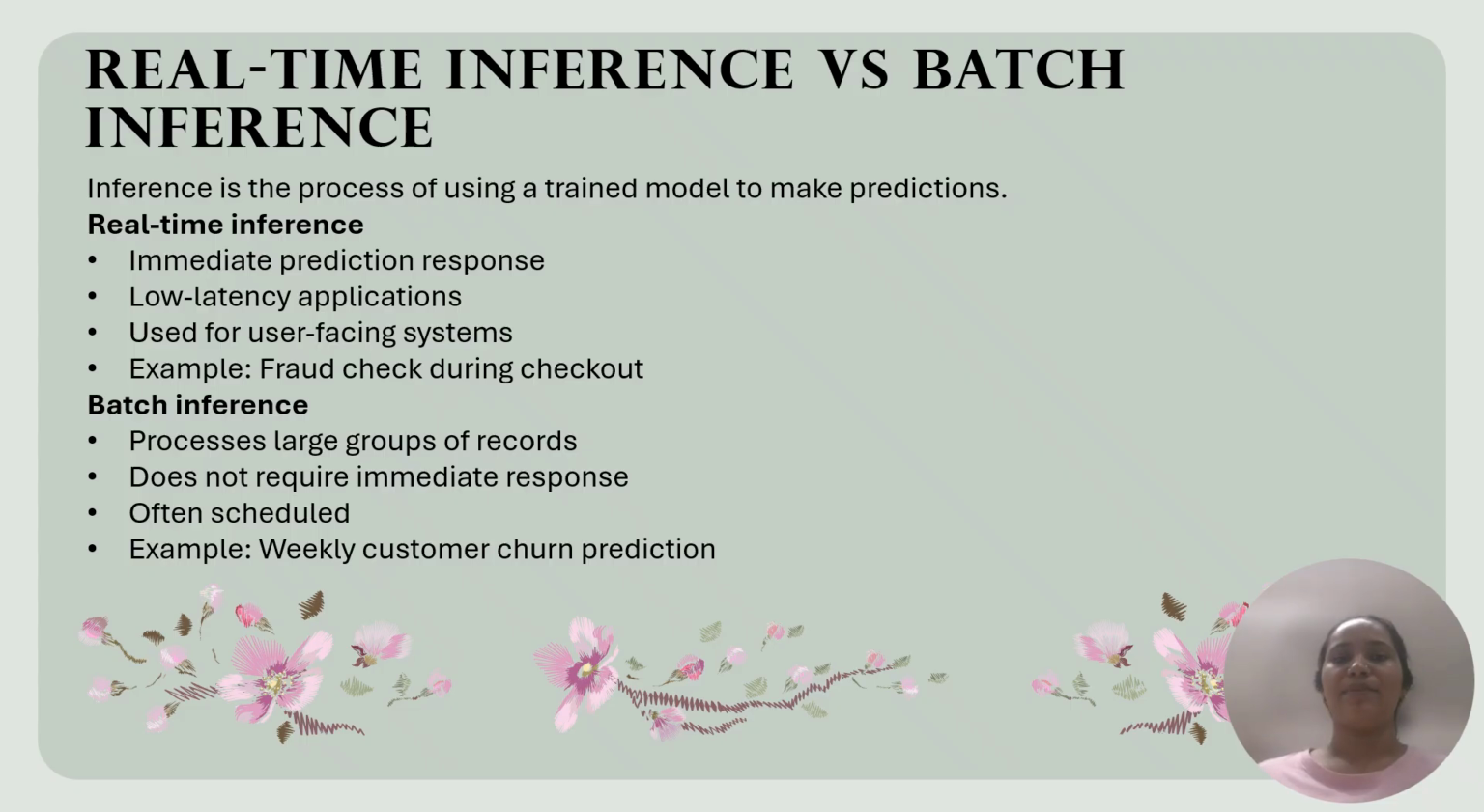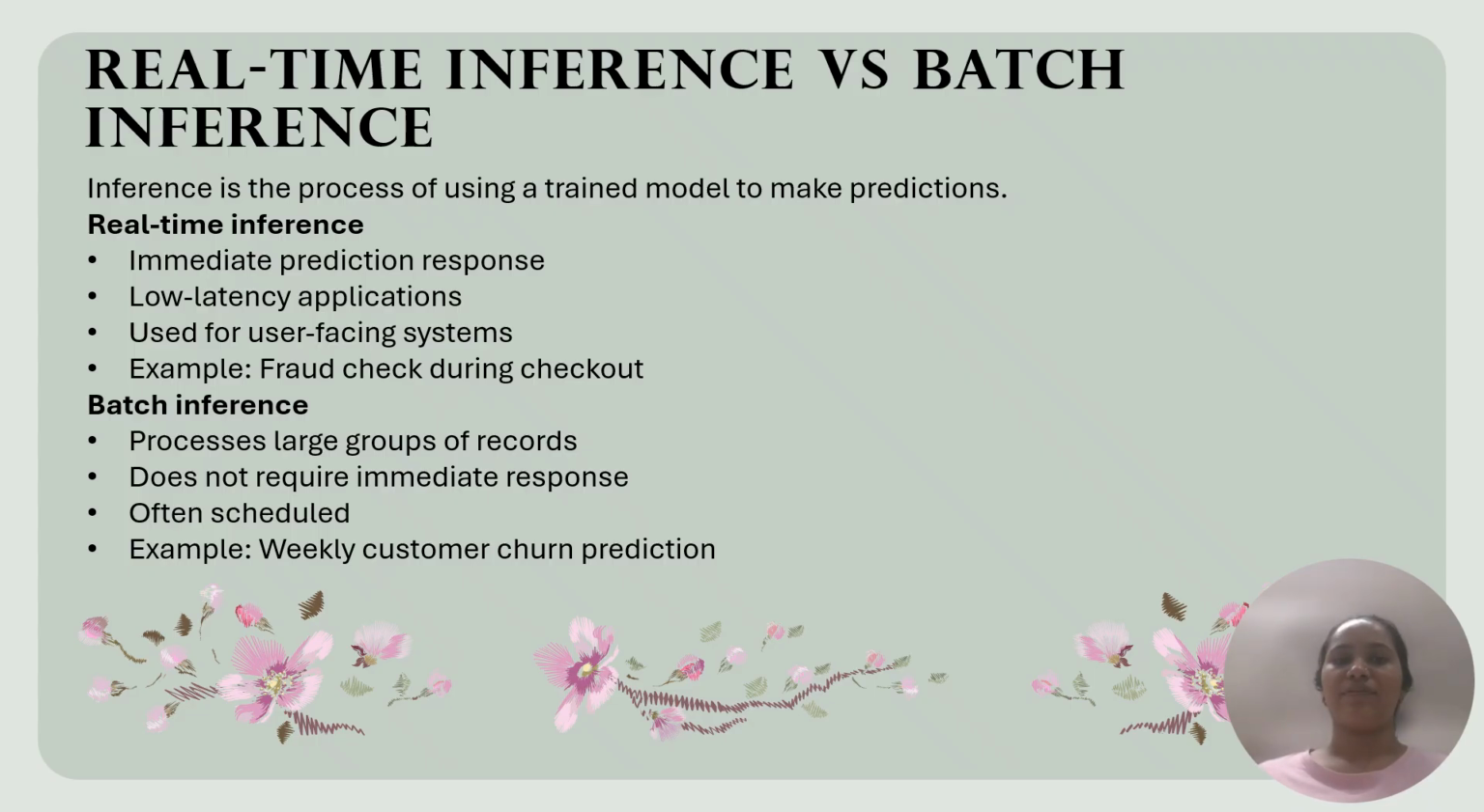On the other hand, batch inference is used when immediate predictions are not necessary. Instead of processing one request at a time, the model processes a large group of records together. These jobs are often scheduled to run at specific intervals such as daily, weekly, or monthly. A good example is customer churn prediction. Rather than evaluating each customer individually in real time, a company may run a batch job once a week to identify customers who are likely to stop using their services.